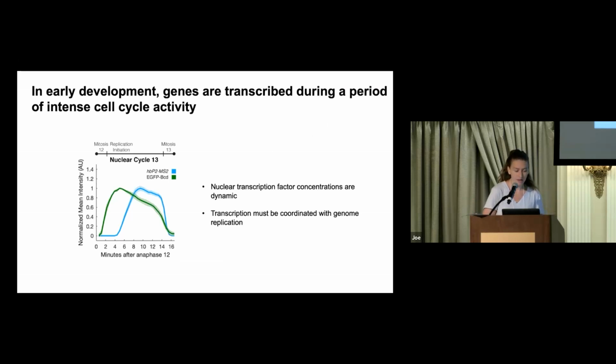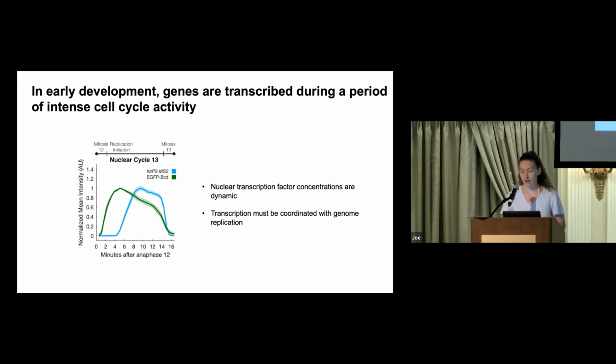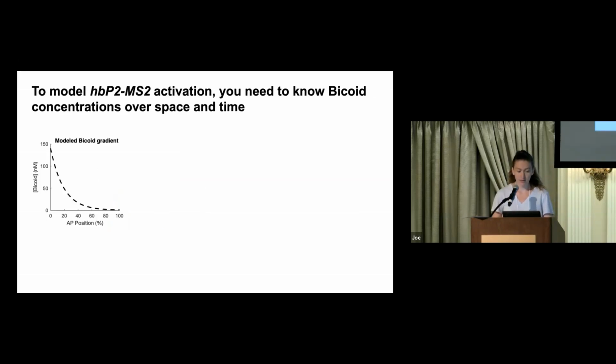Why could this be? This is because in early development, genes are transcribed during this period of intense cell cycle activity where there are very frequent mitoses and nuclear cycles are very short. And so there's a significant variation of nuclear transcription factor concentrations over the cell cycle. Additionally, transcription must be coordinated with genome replication during this time. Therefore, to model hunchback P2 MS2 activation, you must know the Bicoid concentrations over space and time.